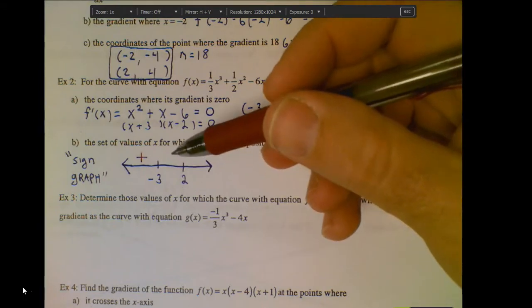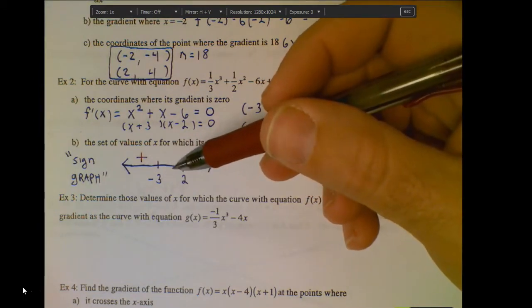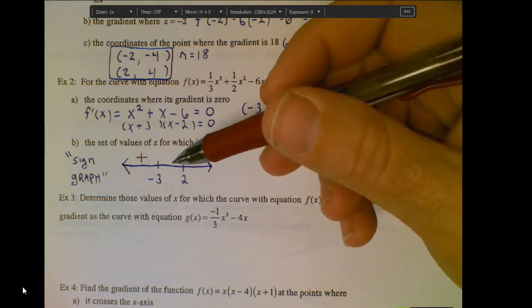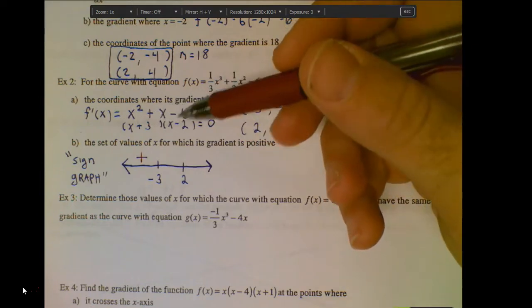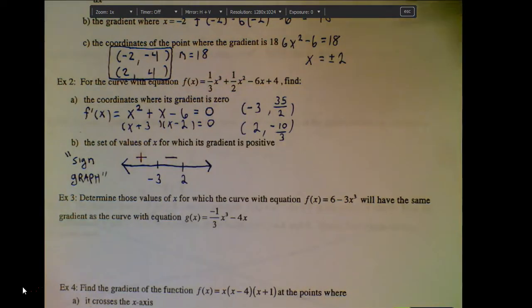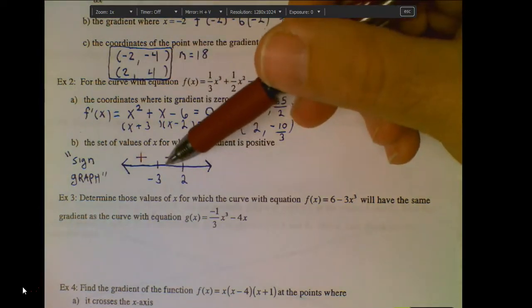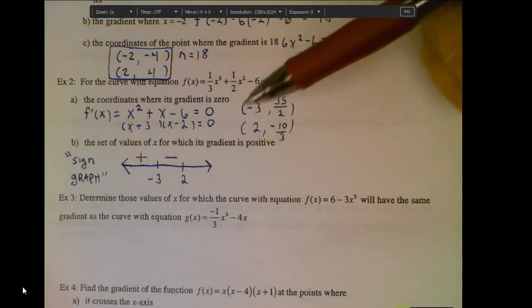Well, if I test a number in this area, so any number between -3 and 2, let's pick an easy one like 0. If I plug any number in this area into my derivative, I am always going to get a negative gradient from any number in that area. So this area of the graph is negative slopes.